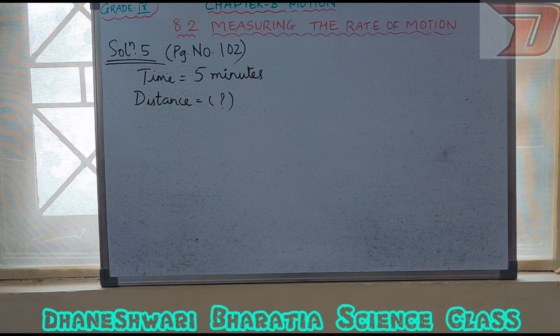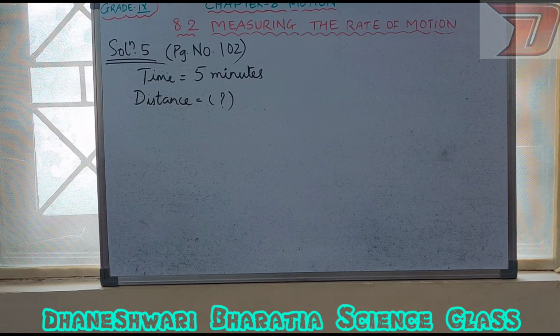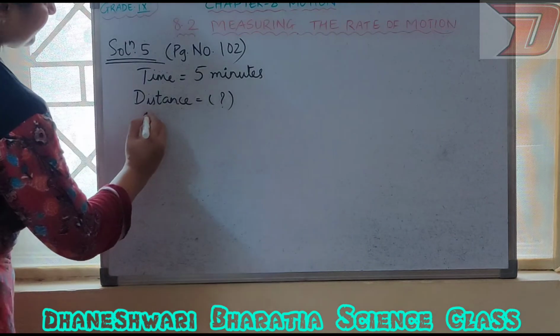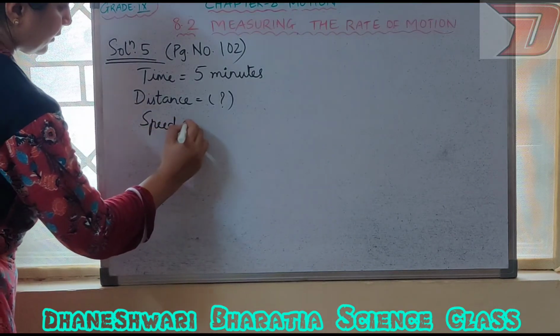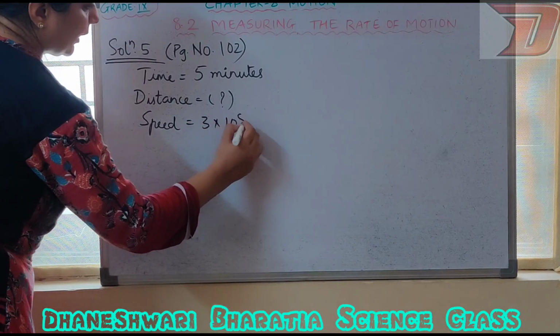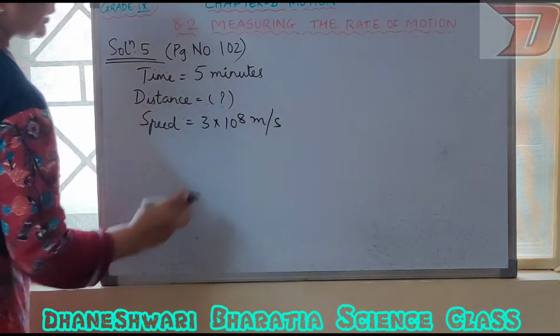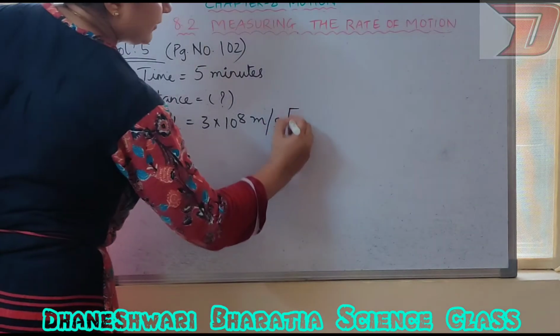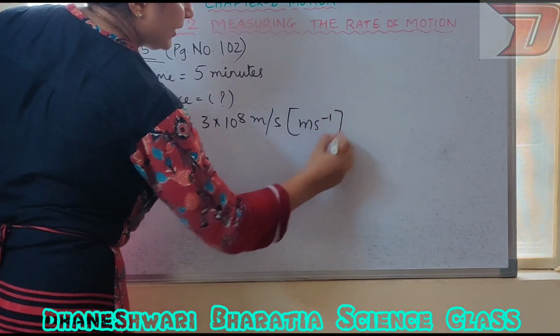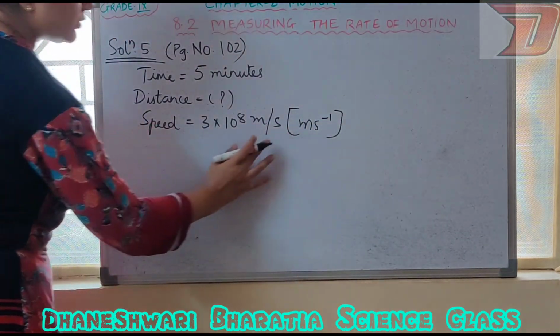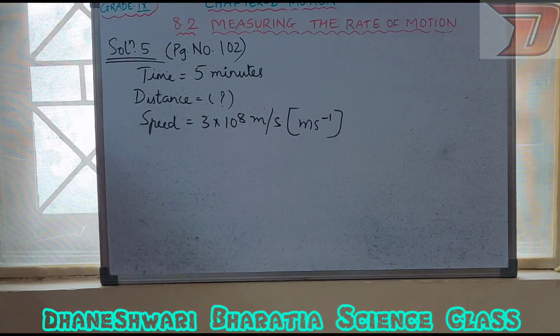The signal travels at the speed of light, that is 3 into 10 raised to 8 meter per second. That is, speed is given: 3 into 10 raised to 8 meter per second. Now here in the book it is given like this, meter per second. If you write this way or this way, both are correct ways. Am I clear with this?